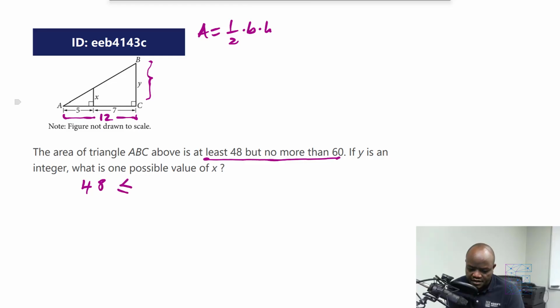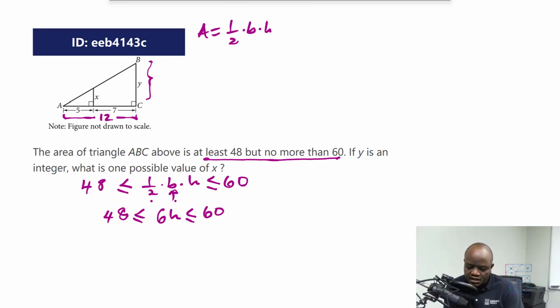48, the area, which is 1/2 times base times height, must be less than 60. So that area is between 48 and 60. Let's plug in what we do know. We know the value of b is 12 right here. So what's half of 12? 1/2 times the 12 is 6, right? So we'd have 6h in here, and then we have the 48 and the 60. Then to solve for h, divide everything by 6. So then we can agree that the height of this triangle is between 8 and 10.